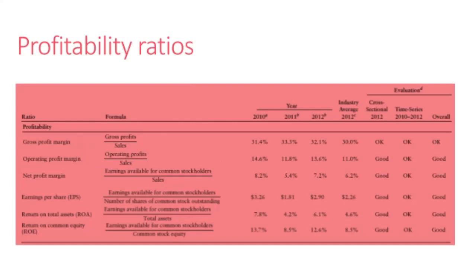Right? So net earnings available for common stockholders will be the same as the net profit, right? The net profit at the end of the year. If it's not listed as available for common stockholders, it's simply your net profit over sales. Earnings per share, right? Return on total assets, profitability again, right? This will be the net profit over total assets. Return on common equity will be the net profit over common stock equity.